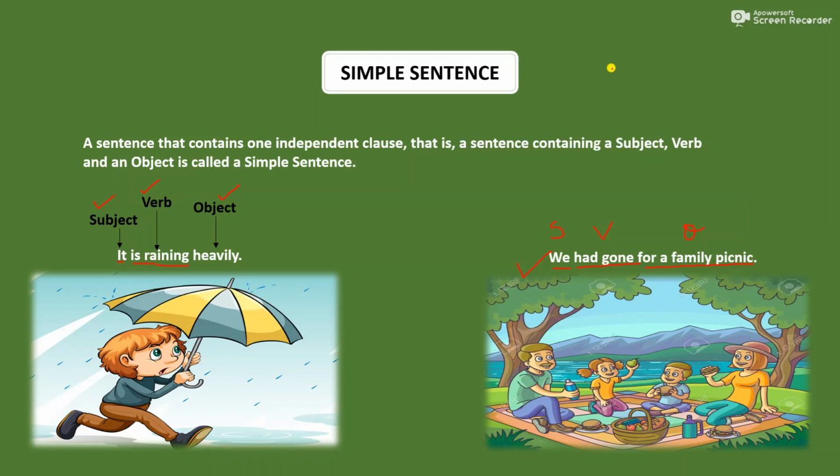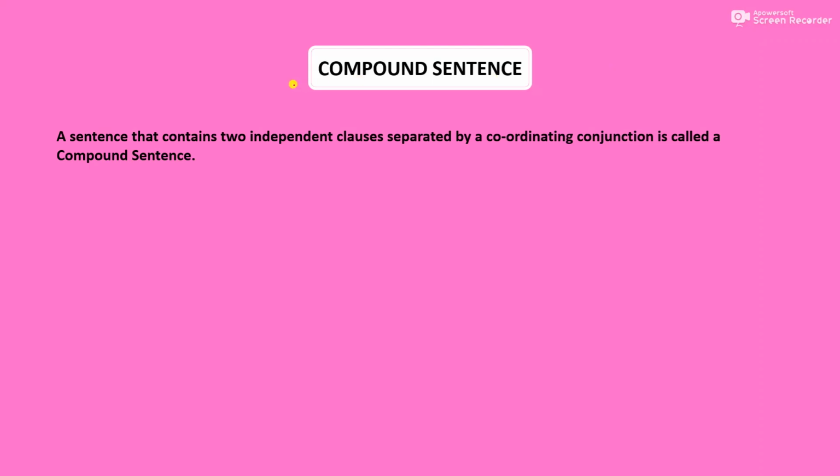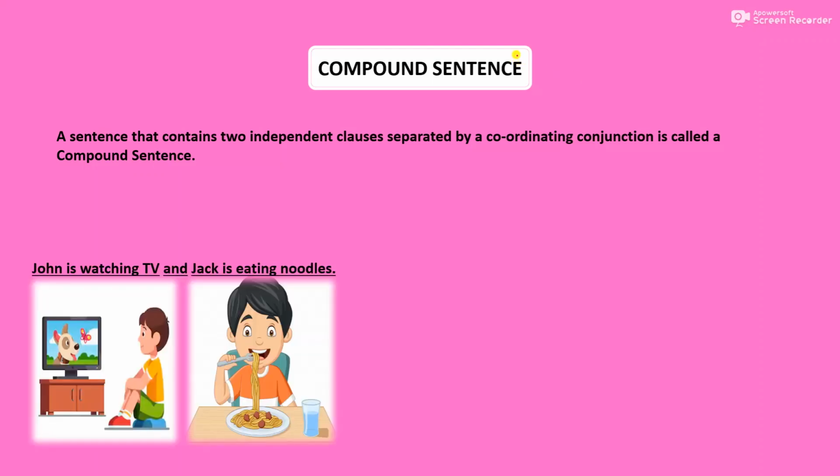Now coming to the second kind of sentence, it is a compound sentence. A sentence that contains two independent clauses which have been separated, or you can say joined, by a coordinating conjunction is called a compound sentence. So when you have a sentence, in the sentence you have a conjunction and the conjunction is joining two meaningful sentences together, then the sentence is a compound sentence. For example, John is watching TV and Jack is eating noodles.